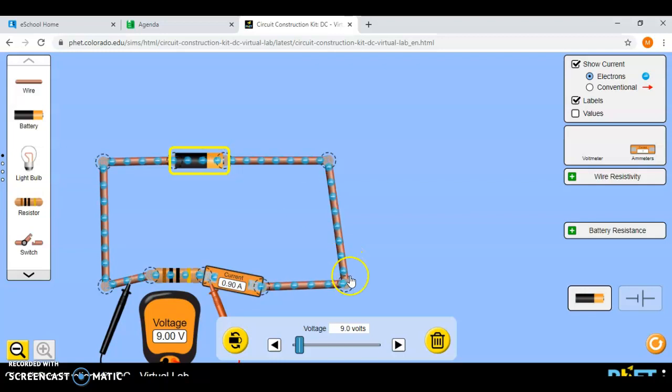So this is the dry cell. When the voltage of the dry cell was 9 volts, the voltage across the conductor was 9 and the current is 0.9. Now I'm going to vary the voltage of the dry cell to 13. The voltage across the conductor changes, it becomes 13, and the current passing through it is 1.3.